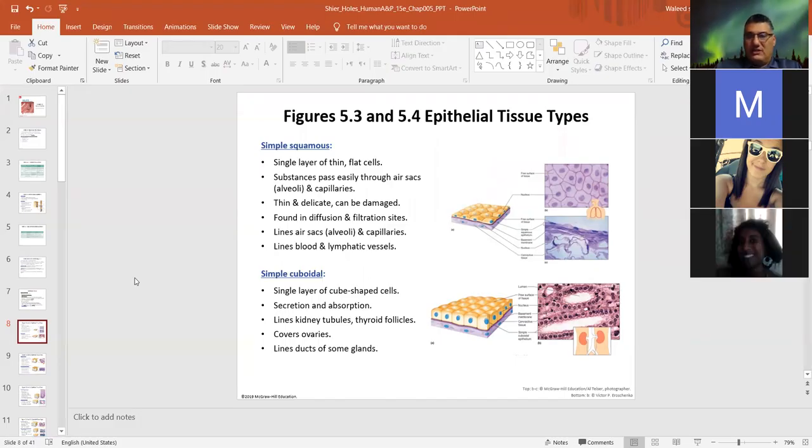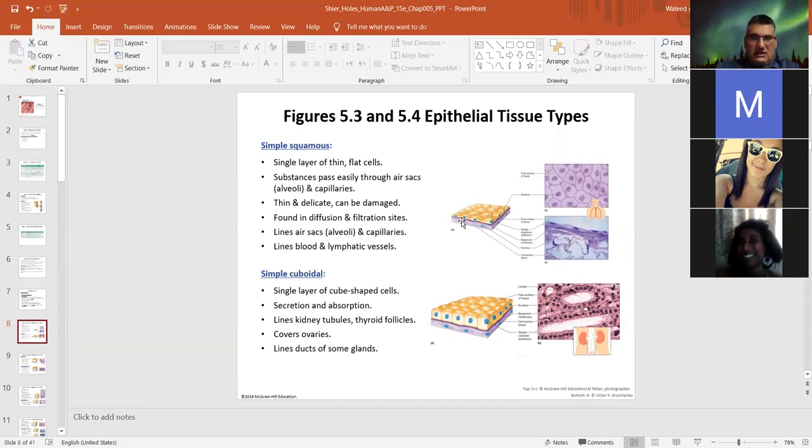Stratified cuboidal, what does that mean? It means the top layer is cuboidal. How about stratified squamous? It's multiple layers, and the top layer is squamous. So if it is multiple layers, you automatically call it stratified. Stratified what? Look at the top, and look at this example right here.